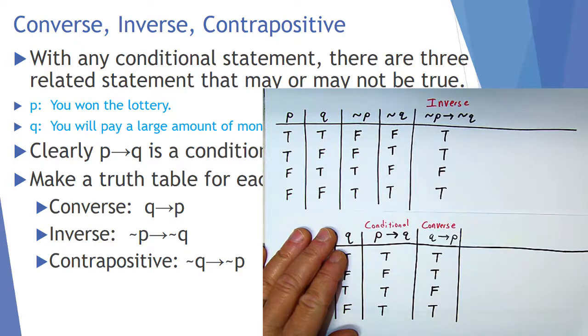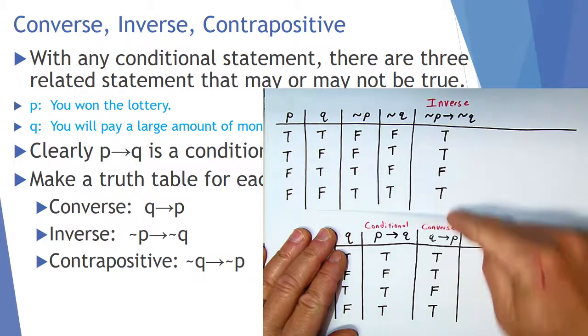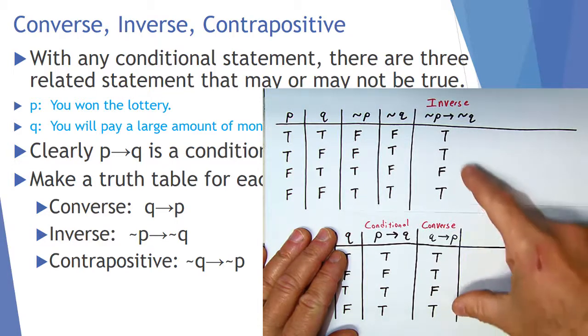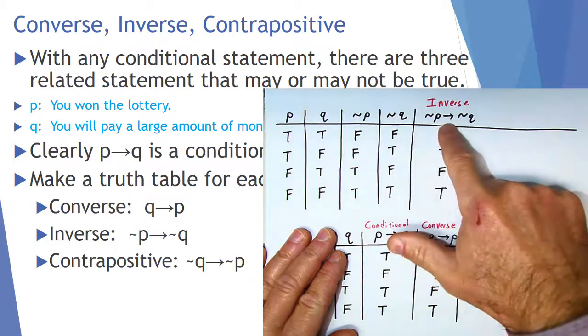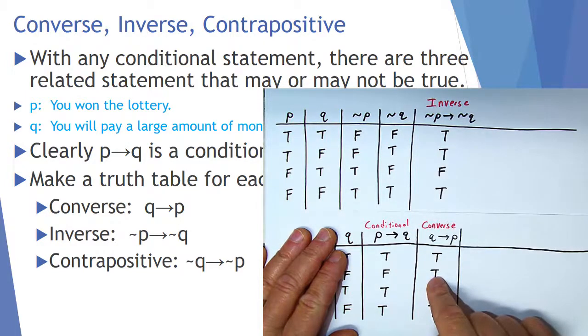Now, you'll notice that the inverse and the converse did give the same results, and so that means that these 2 statements, not P implies not Q, and Q implies P, are actually the same.